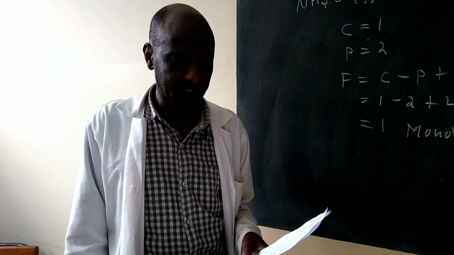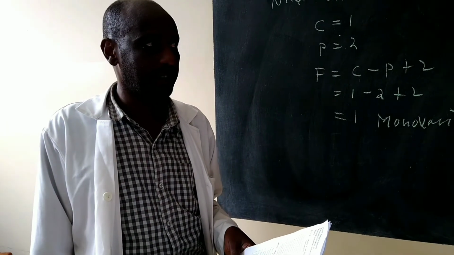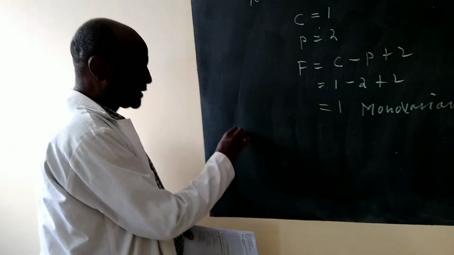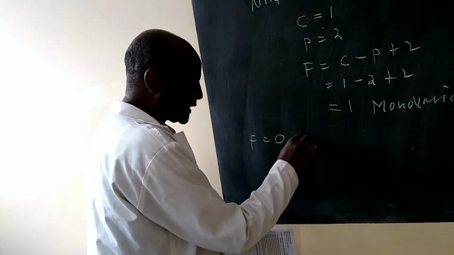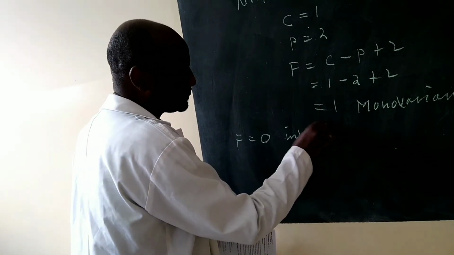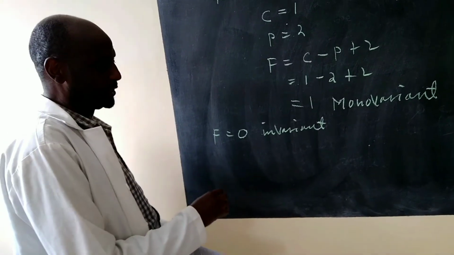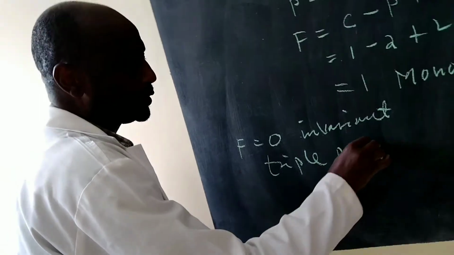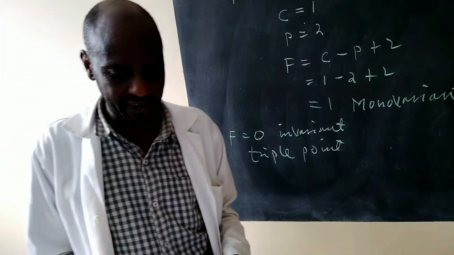True or false: the triple point of a substance is a monovariant system. It is false because at the triple point the degree of freedom is 0. Degree of freedom 0 means invariant. Invariant means no variables required. It's just a single point. That is the triple point. The triple point of a substance is invariant, not monovariant.